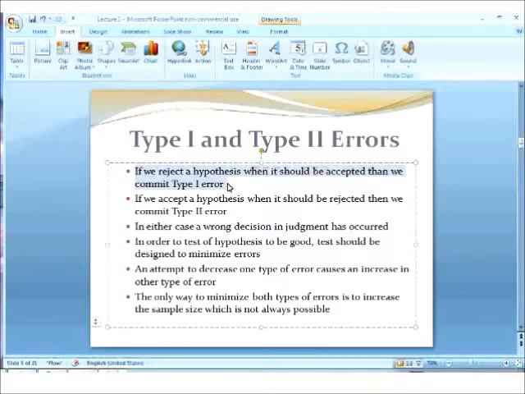You try to minimize the errors in collecting the data, in formulating the hypothesis, in conducting the analysis. And then an attempt to decrease one type of error causes an increase in another type of error because it's either or. And the only way to minimize both types of errors is to increase the sample size. Of course, everything comes back to the sample size, but again, the more sample size you have, the better your judgments would be, the better your results would be.